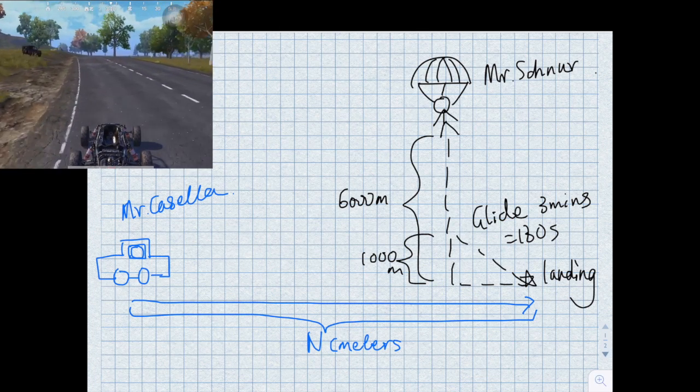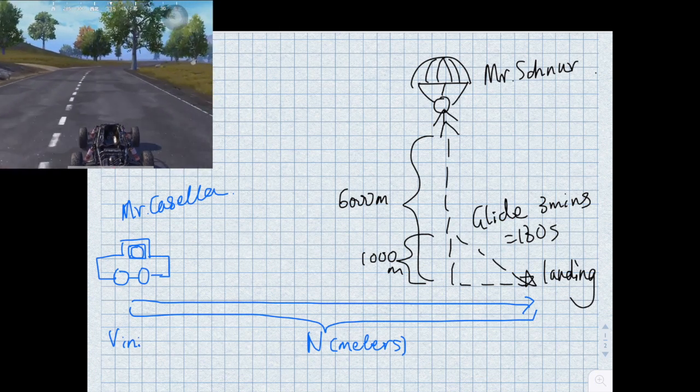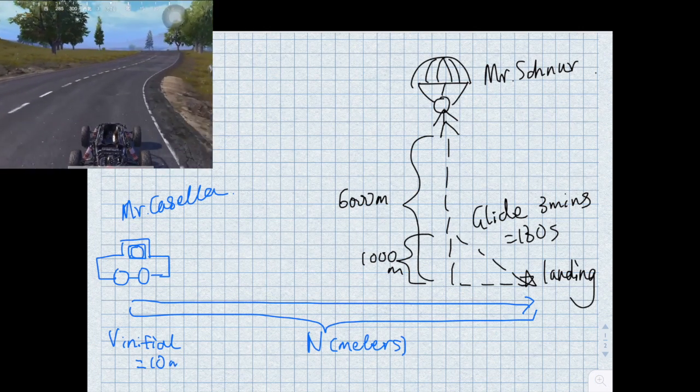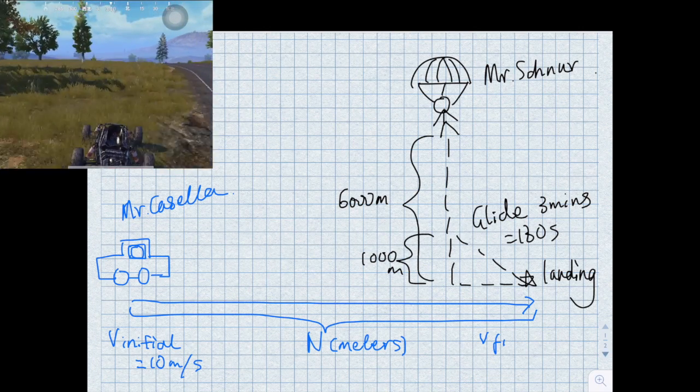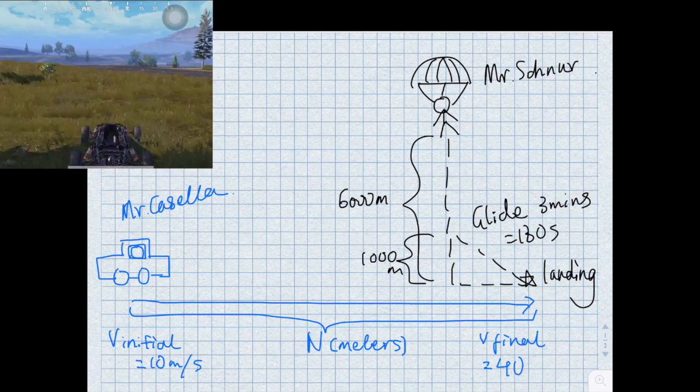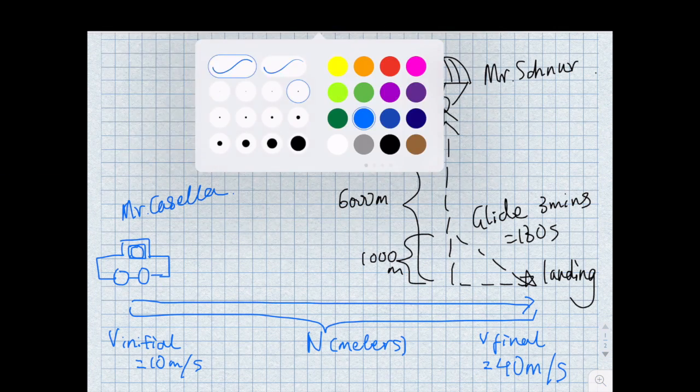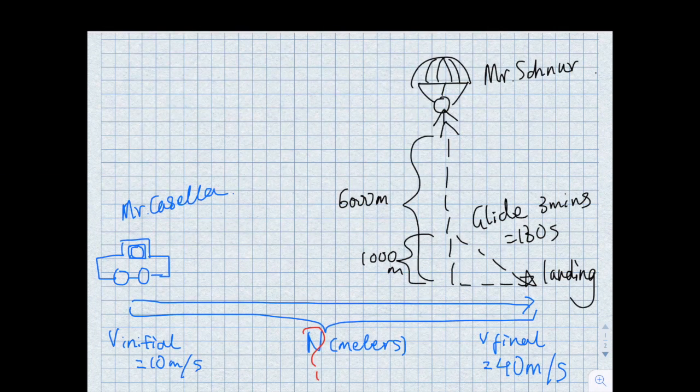Mr. Casella accelerates at a positive constant rate and successfully arrives at the landing position with a velocity of 40 meters per second, where Mr. Schnurr just landed. Find the n in meters.